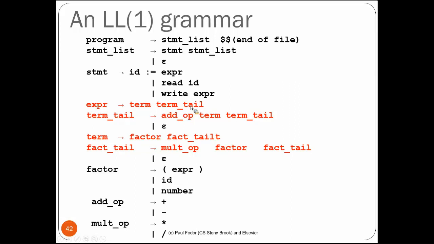An expression could be a term followed by a term tail. So again, we are using a term tail in order to represent expressions. That's always the problem with LL grammars. They are a little bit unnatural for beginners. A term tail is an add operation followed by a term tail, right recursion, or it's epsilon, it's nothing. A term is a factor followed by a factor tail.